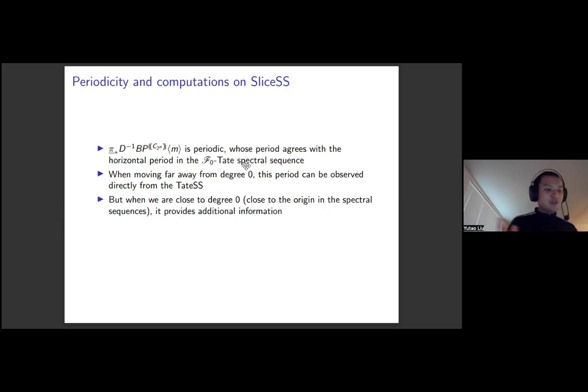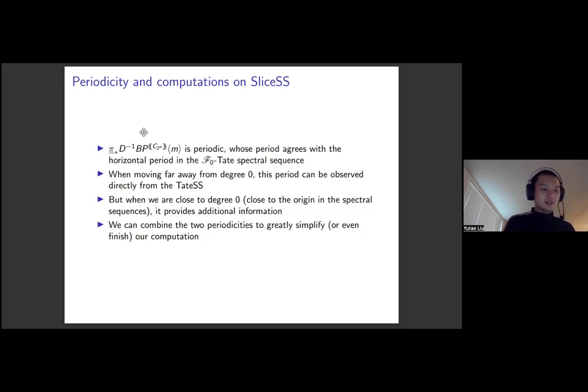But if you move close to 0, especially when one period passes the 0 degree, then the period on homotopy will provide some additional information compared to the Tate spectral sequence. And we can combine these two periodicities to greatly simplify, or even finish, the whole computation of the slice spectral sequence. I'm going to first explain how the two periods are related, the period on the homotopy and the period on the Tate spectral sequence.